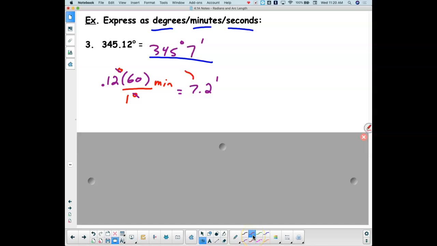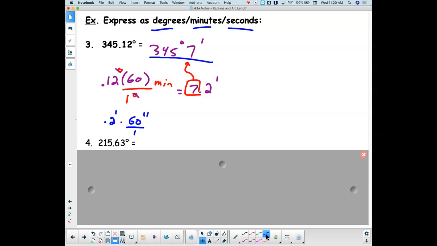So now that 7 goes up here. I've already used that part up, so now I have to use the 0.2. Well, what do I know? It's 0.2 of a minute, and I want to multiply that by 60 seconds in 1 minute, because my minutes now cancel. So I'm just doing 0.2 times 60, which we can do in our head, and we get 12 seconds. You guys try number 4.